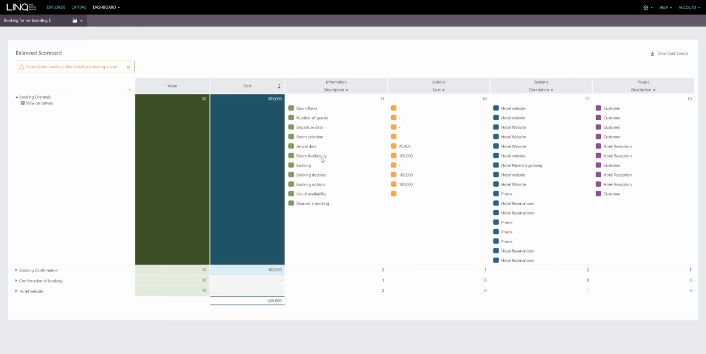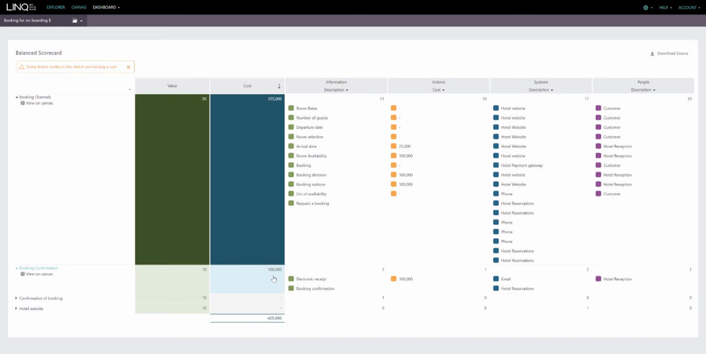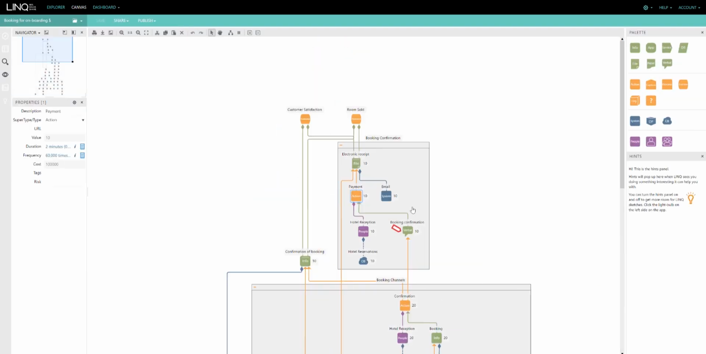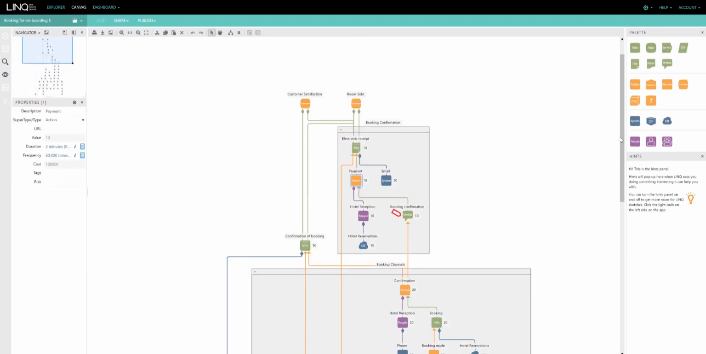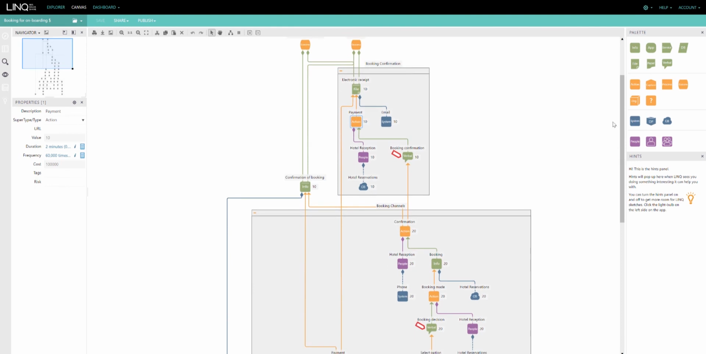Here we can see that checking room availability, the booking decision, and the booking options parts of the conversation are the most expensive. We can also see that booking confirmation costs $100,000 per year if we manually have to go through the process of issuing an electronic receipt outside of the website. These are things that we might be able to mitigate if we can try and push customers to our online channel rather than the phone channel.